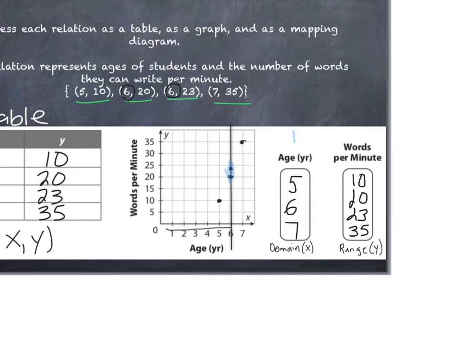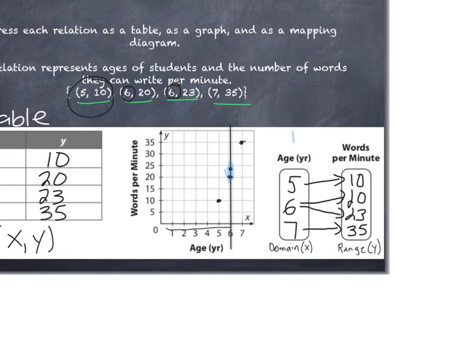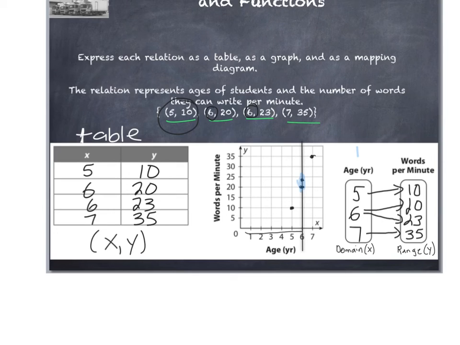And when we're showing a relation using mapping, what you would do next is connect them with a line that has an arrow. So what do I mean by that? Our first ordered pair was 5, 10, so we would just connect 5 with our range value of 10. Our second was 6, 20. We would connect 6 with 20. And here's why we didn't have to repeat the 6s, because we could also just draw a line from 6 to 23, okay? And that's how we represent that we had an ordered pair that had 6 twice as a domain value. And then 7 would be with 35.